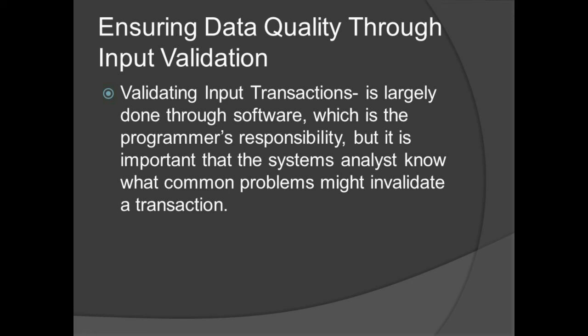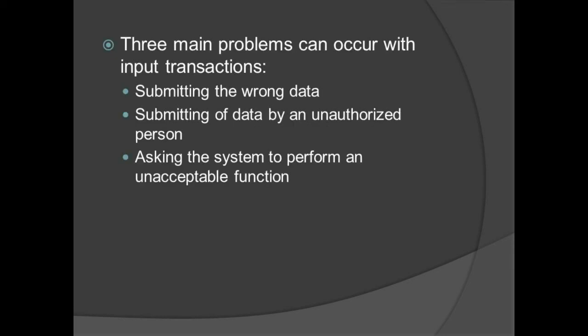Ensuring data quality through input validation. Validating input transactions is largely done through software, which is the programmer's responsibility. But it is important that the systems analysts know what common problems might invalidate a transaction. There are three main problems that can occur with input transactions. First is submitting the wrong data. Second, submitting of data by an unauthorized person. And the third is asking the system to perform an unacceptable function.